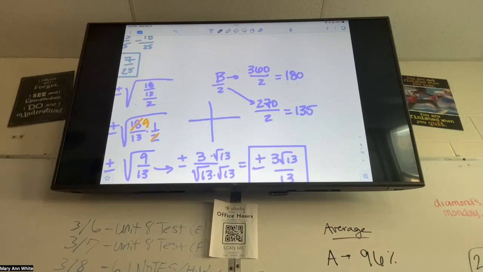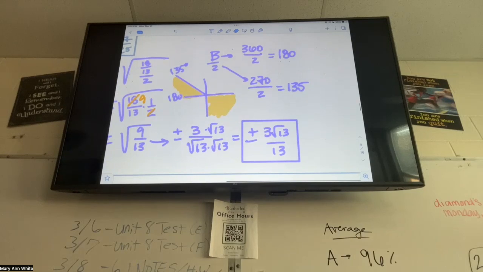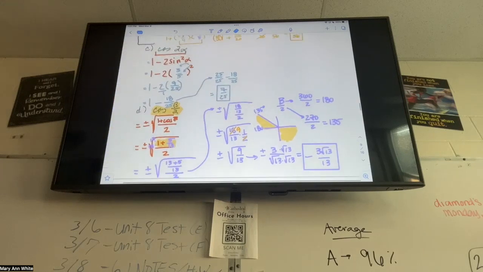So that means beta started over here in quad 4. But once I divide it by 2, it's somewhere between 180 and 135, which means it's now in quad 2. Is cosine positive or negative in quad 2? Negative. So what should my answer be, positive or negative? Negative. Good. All right.